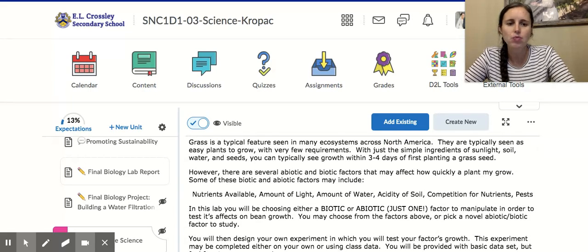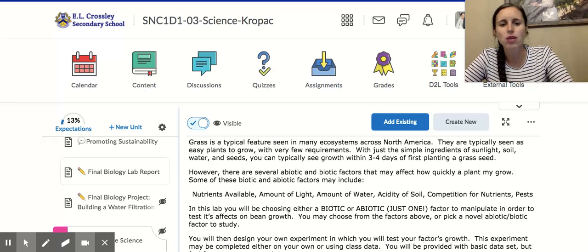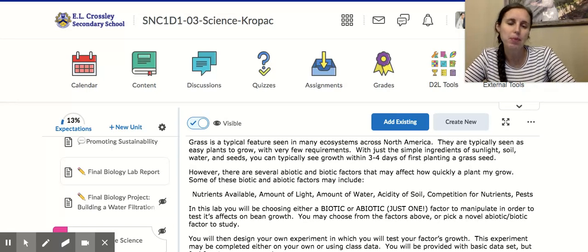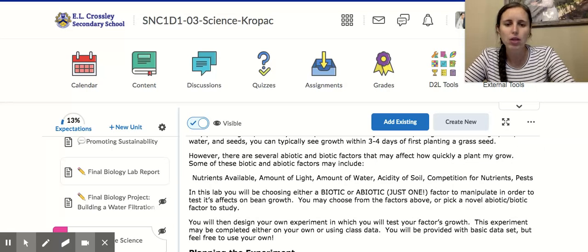So in this case, we are going to be looking at grass. The reason that we're looking at growing grass is because grass actually grows within 3 to 4 days of first planting the grass seed. So you're going to plant your grass seed in class. Unless you're an online learner, then you come and pick up your materials for your lab, and you're going to be actually growing your grass at home. So this is going to be a project that you're going to be doing at home over a period of about 10 days.